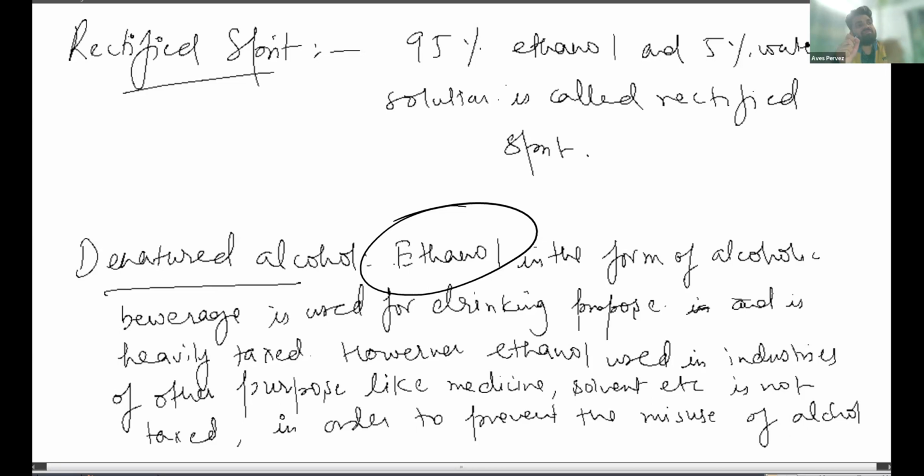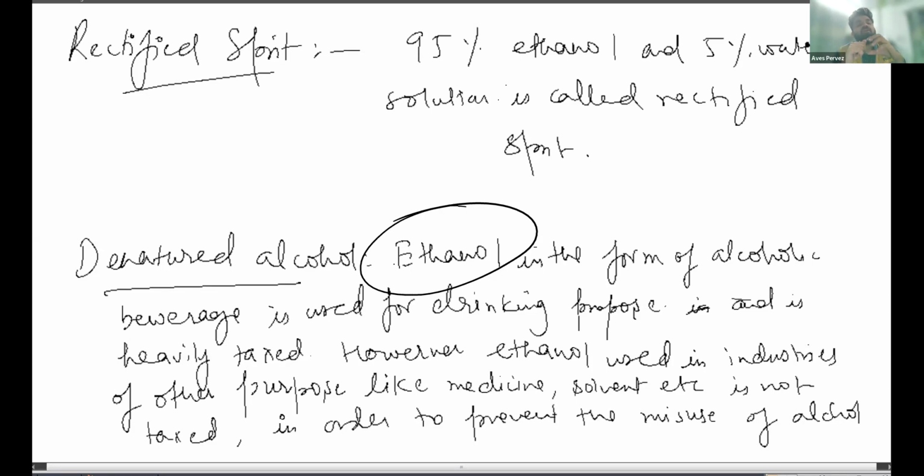If the same excise duties were applied on alcohol that is not used for drinking purposes, it would be very expensive. You would not be able to paint your home, because one liter of paint would cost you 500 or 600 rupees. So the government does not apply heavy tax on the alcohol which is not used for drinking purposes.